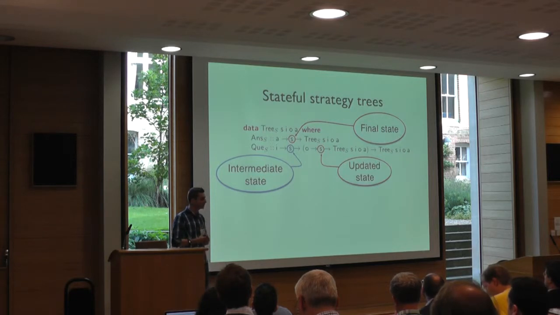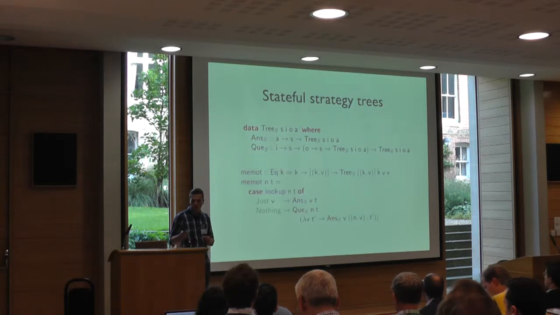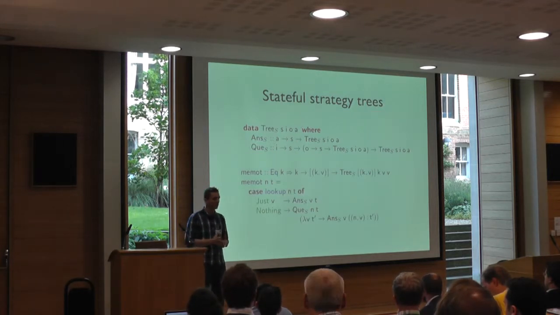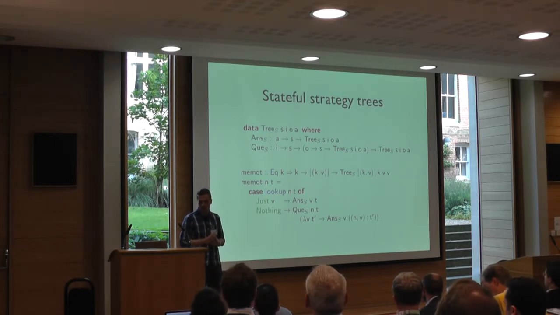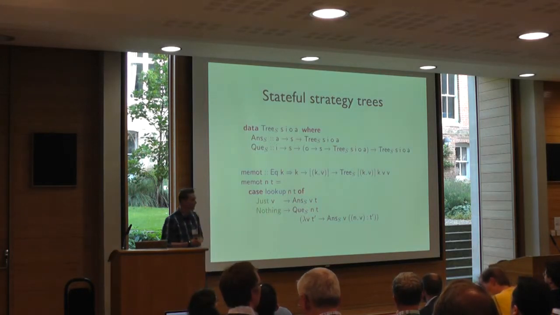And then we can produce another strategy tree which continues. So we can then use this to define a strategy tree for Memo. So here it is. So for the lookup, if we're there, we can just return.